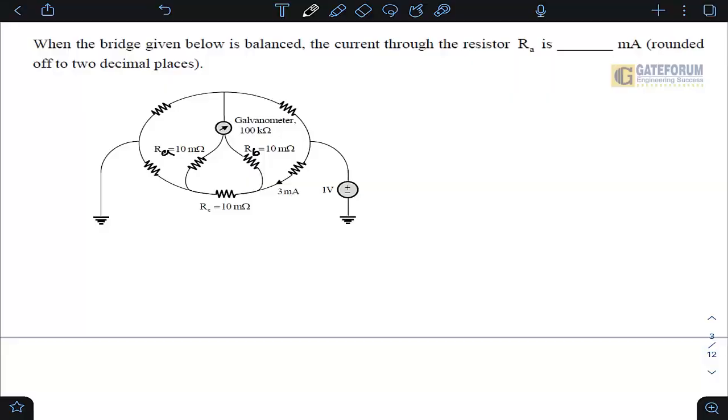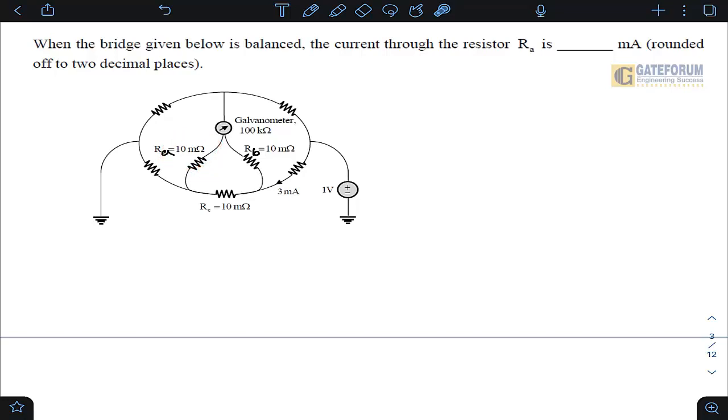This question is asked in GATE 23 of instrumentation. This is from measurement subjects and from bridge concept. The question is, when the bridge given below is balanced, the current through resistor RA is dash milliampere. So this is RA, we are supposed to find the current in this branch.